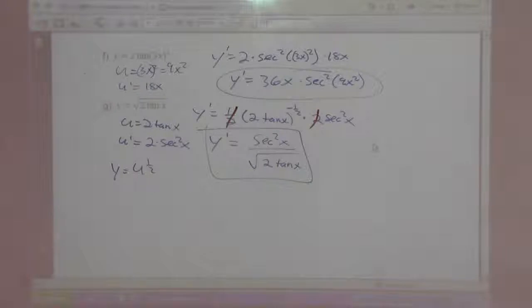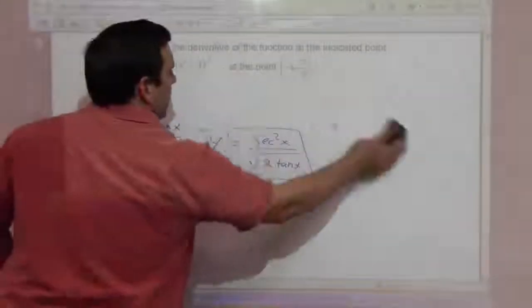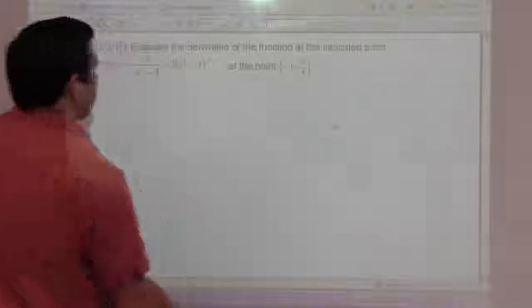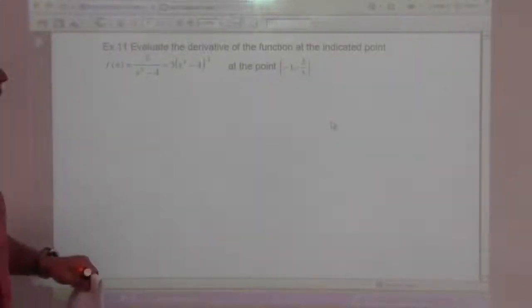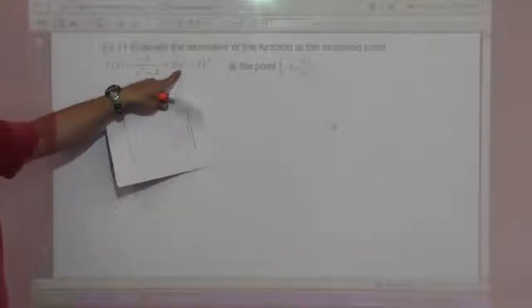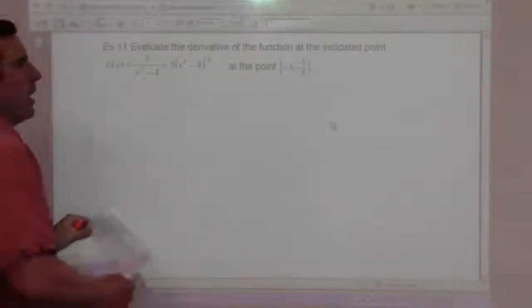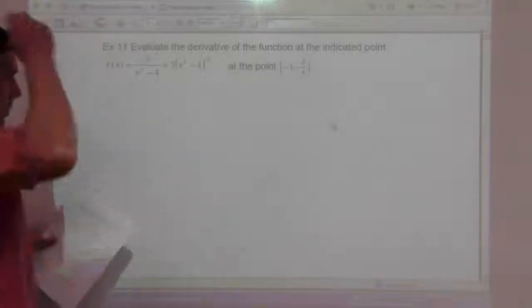Okay, I'm going to go on to the last page here. We have one more example to do. It says evaluate the derivative of the function at the indicated points. Okay, f of x equals 3 over x cubed minus 4. That's basically 3 times x cubed minus 4 to the negative 1, and the point is negative 1, negative 3/5.